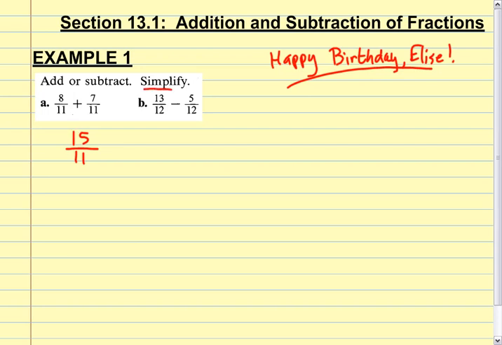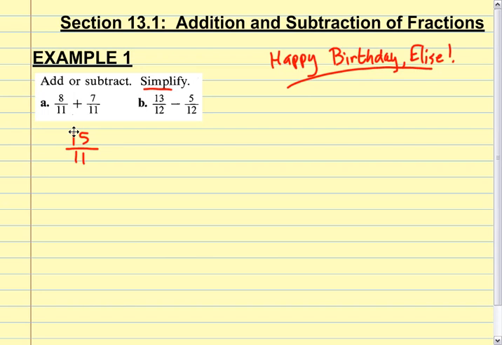Does anyone have any idea what they mean when they say simplify? What am I trying to do here? Harry? Well, I've done the problem. I added them. But now it says simplify. What do they want me to check on, CB? They want you to reduce. They want you to reduce if you can.